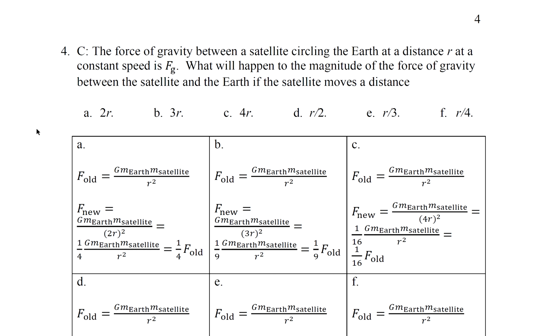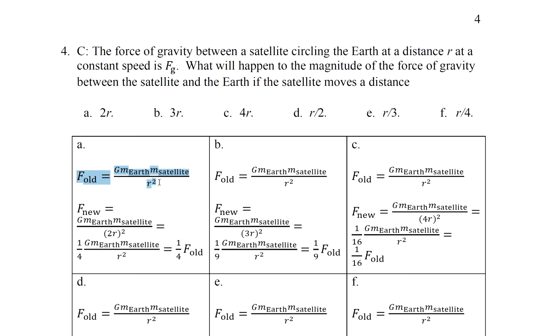Question 4. The force of gravity between a satellite circling the Earth at a distance r at a constant speed is force of gravity, F sub g. What will happen to the magnitude of the force of gravity between the satellite and the Earth if the satellite moves a distance 2r? So now the satellite is a distance 2r from Earth, not r.